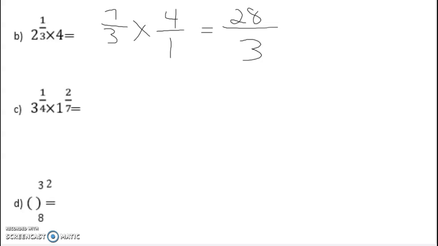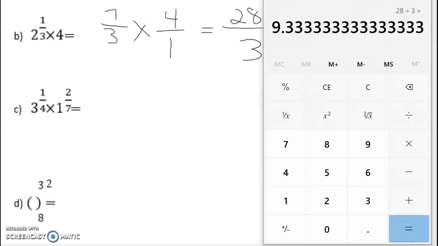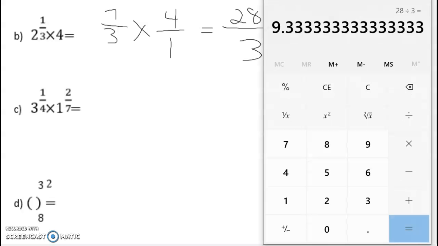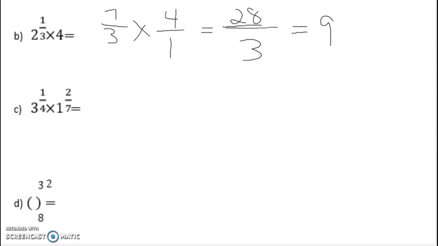Okay. And then we have to change this to a mixed fraction. So 28 divided by 3 gives us 9. Okay, so we know it goes in 9 times. And then to figure out what's left over, we can do 9 times 3 gives us 27. And when we look over here, we had started with 28.